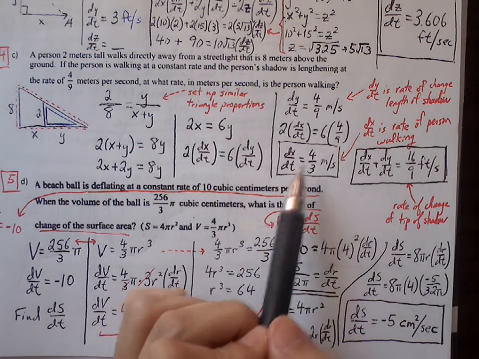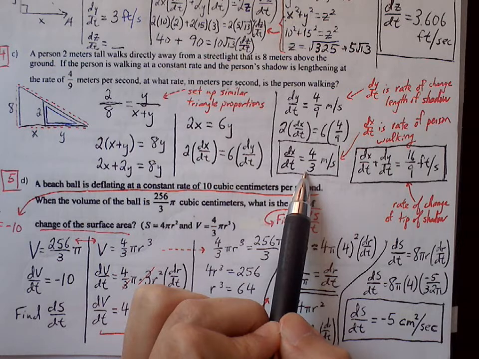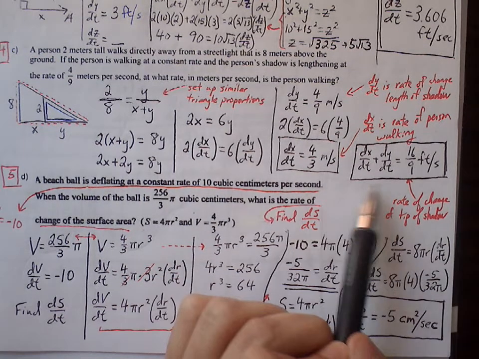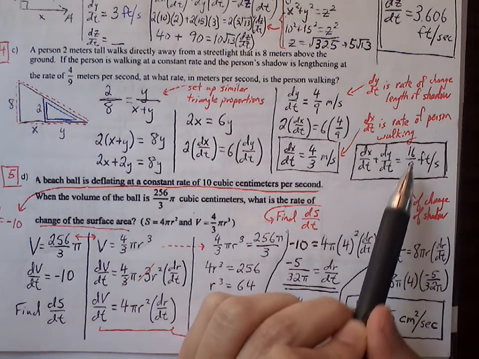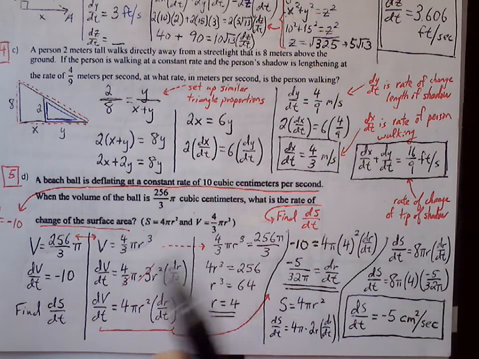Now part B is asking what is the rate at which the tip of the shadow is moving. So we simply add the rate of the length of the shadow with the rate of the person walking, add those two rates together, and that's our answer. We get 4/3 plus 4/9 is equal to 16/9. That's the rate of change of the tip of the shadow in relation to the ground.